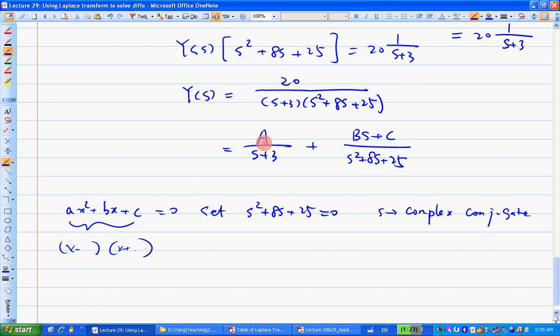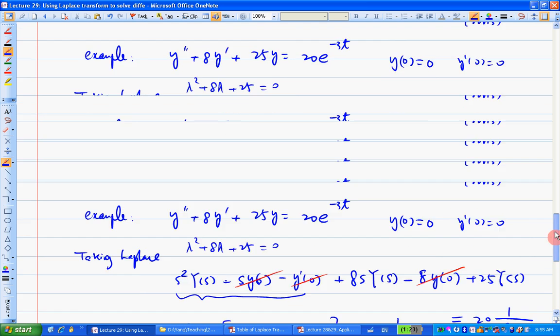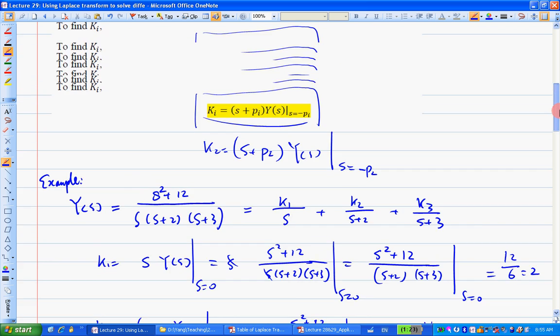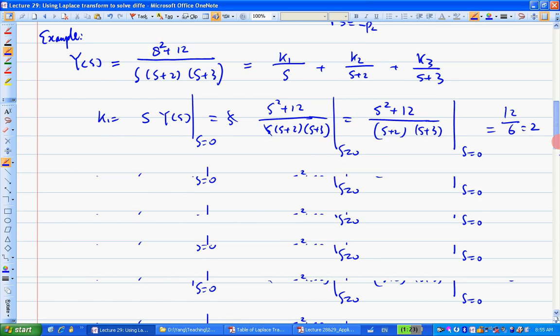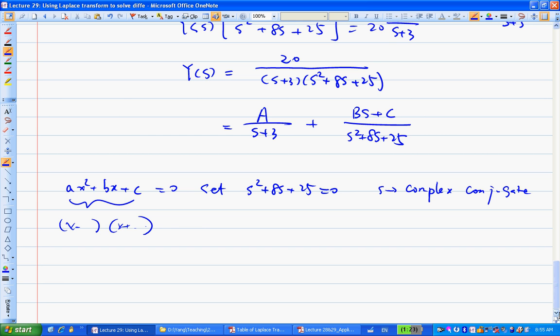Finding A, you can use this formula. Or you can try comparing coefficients on all these A, B, and C's. So let's say, for example, if I use the formula, A will be (S plus 3) times Y of S, setting S equal to -3. Okay, so let's try this one here, and then we'll try the other approach.